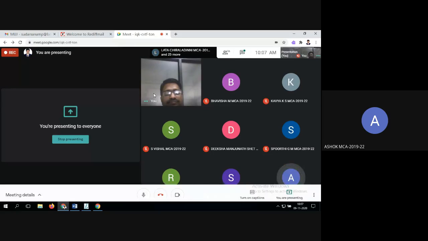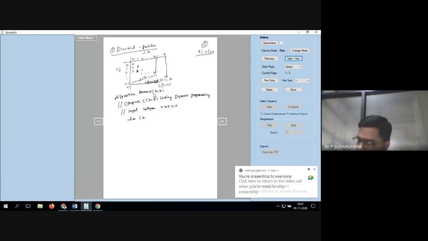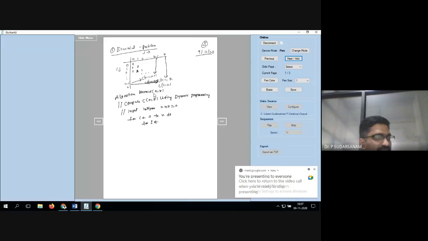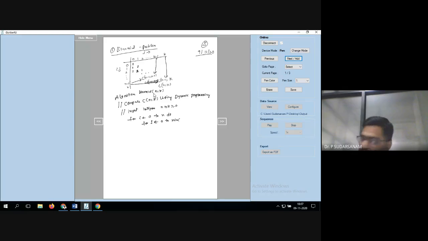0 to n. That's it. 0 to n, do. Next, for j is equal to 0 up to where? 0 to k. So I told you n is greater than or equal to k. So in this, what you have to do is 0 to the minimum of, which is the minimum, you have to take it with respect to i comma k.